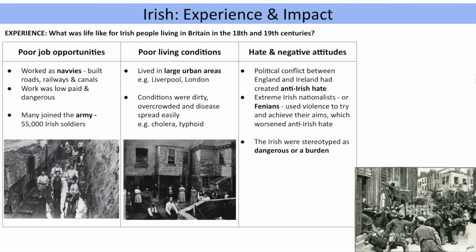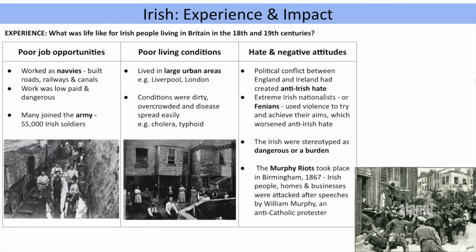The Irish were then stereotyped as dangerous or a burden on society, and you get events taking place like the Murphy Riots. The Murphy Riots take place in Birmingham in 1867. Irish people's homes and businesses are attacked after an anti-Catholic protester makes a big speech stirring up the crowd against the Irish, and it turns into violence.